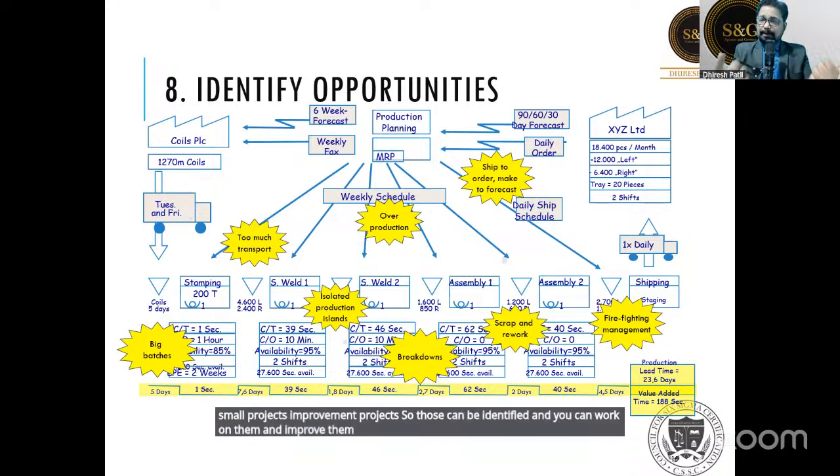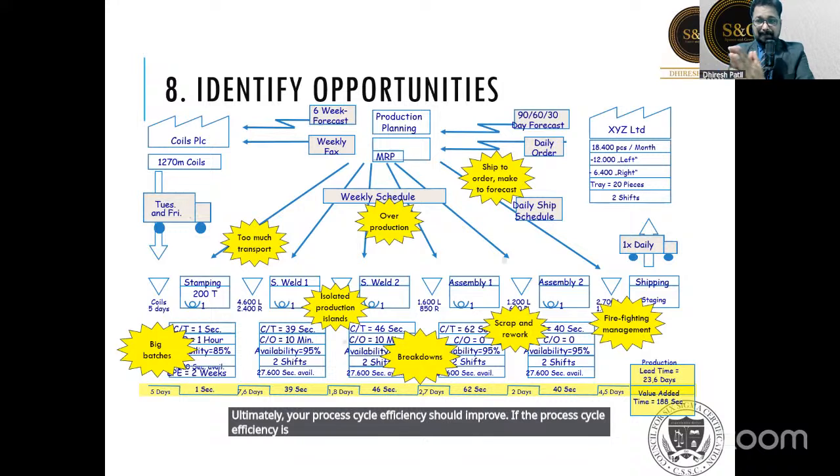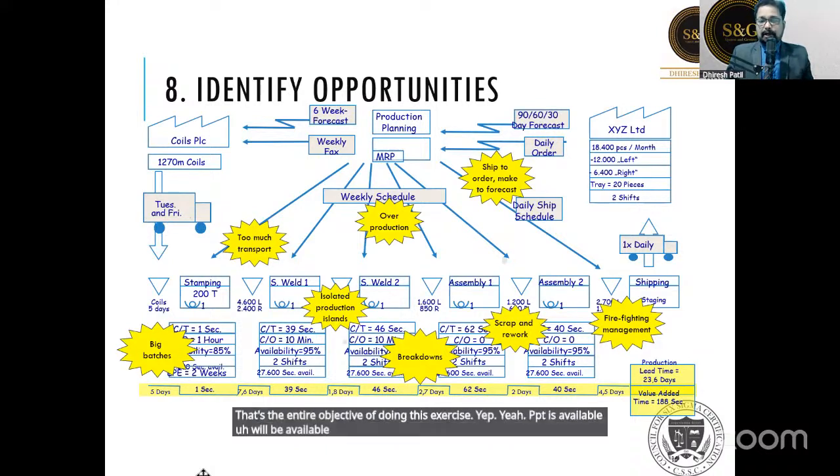And then draw this entire value stream map once again. Ultimately, your process cycle efficiency should improve. If the process cycle efficiency is 10%, it should go to 15%. That's the entire objective of doing this exercise. Clear? The PPT will be available in the masterclass archive.